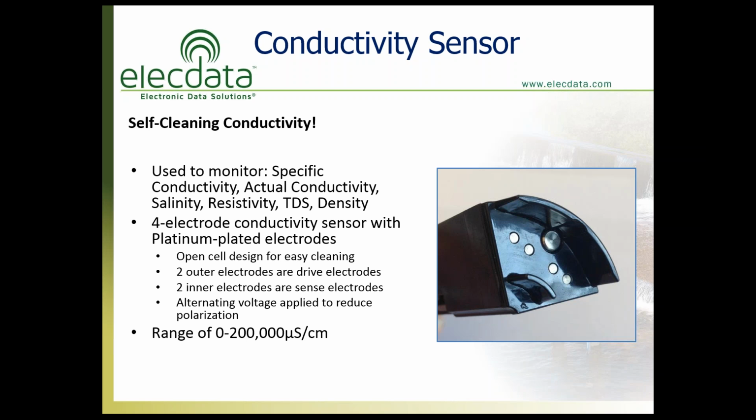So what we're looking at there is a 4-electrode conductivity sensor with platinum plated electrodes. The 2 outer electrodes are what we call drive electrodes. The 2 inner ones are our sensing electrodes. And also, as is common with conductivity sensors, the voltage is alternated to reduce polarization of the sensor. The range of the sensor is 0 to 200,000 microsiemens. So we've kind of doubled the range that you'll see on most conductivity sensors, yet still providing a very high degree of accuracy.